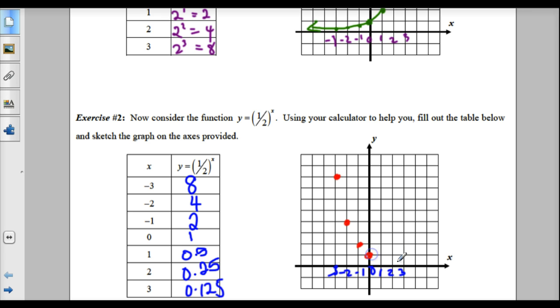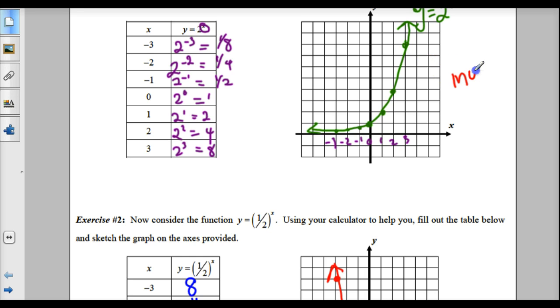At 0, it's 1.5. A little bit down, and then all the way down. So your graph should look something like this. Now the question is, look at these graphs. So this is an increasing graph. Notice that the y values keep going up.